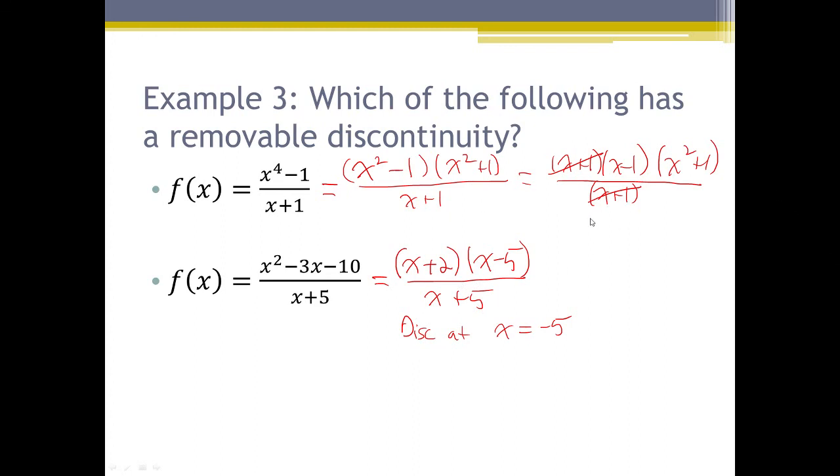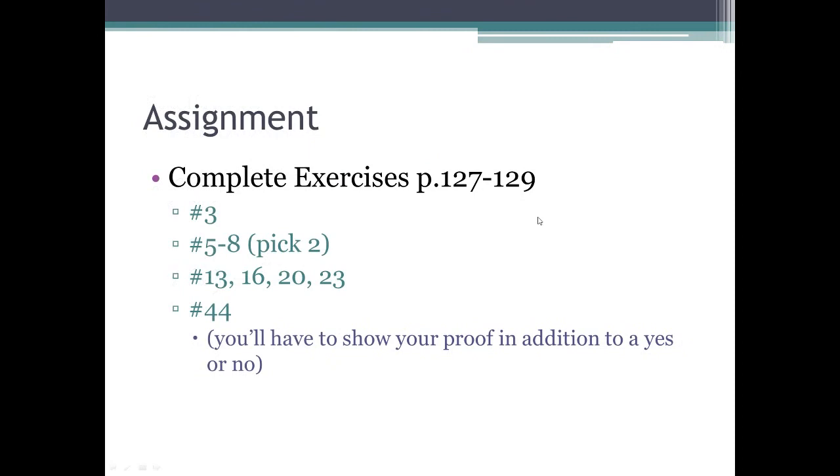Alright, so that kind of covers our talk about discontinuous functions. Here's the assignment. Good luck with it, and if you have any questions, come see me in class.